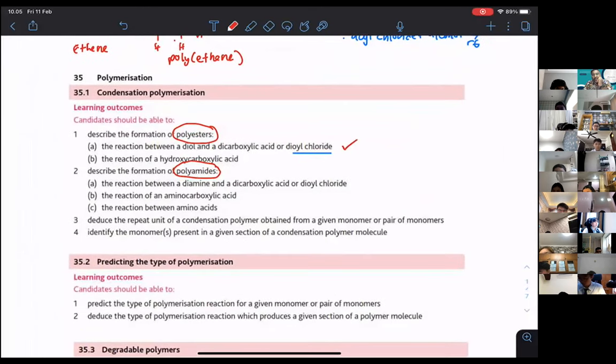And then sometimes they have hydroxycarboxylic acid. Now, what is hydroxycarboxylic acid? Hydroxycarboxylic acid is similar to your amino acid. You have carboxylic acid, and then you have OH. But when you look at amino acid, they have NH2. The molecule contains NH2 and carboxylic acid. So it's similar to that.